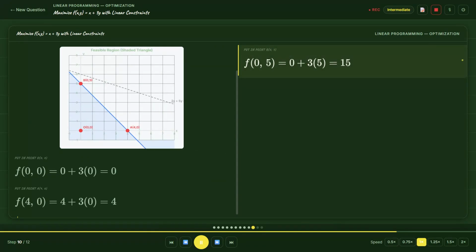At the point 0, 5, we get 0 plus 3 times 5, which is 15. That is the biggest number so far.